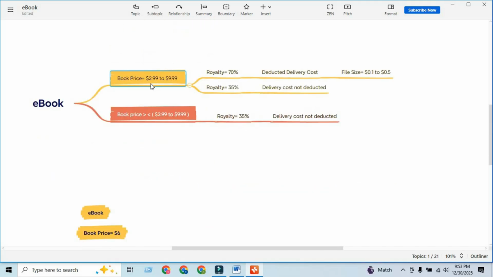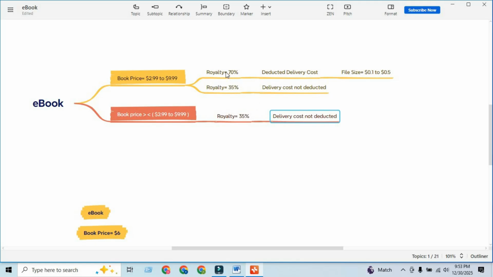If your book price is between $2.99 and $9.99, you get two options: 70% royalty or 35% royalty. By default, 70% is selected, but you can choose 35%. If you select 70%, delivery cost will be deducted. If you select 35%, you get the full 35% with no delivery cost. If your ebook price is below $2.99 or above $9.99, you get only 35% royalty. In this case as well, no delivery cost is deducted.